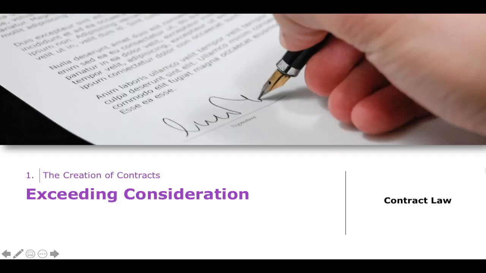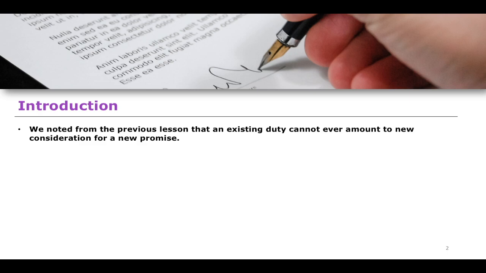In the previous lesson, we discussed the question of existing consideration, noting that if you are already performing some action, or there is already some kind of detriment or forbearance that you are engaged with, this cannot represent a new form of consideration for a new agreement. There has to be some additional thing that takes place. This is the general rule for existing consideration. However, there are also exceptions to this general rule, and we'll talk about these exceptions in this lesson when we talk about this idea of exceeding consideration.